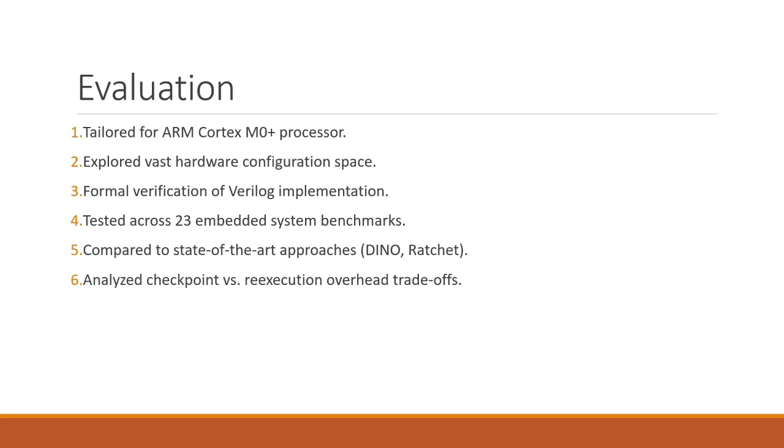Now, the evaluation process of Clank involved tailoring the system for the ARM Cortex M0 Plus low power microcontrollers and exploring over 1 million hardware configurations. Formal verification was conducted on the Verilog implementation, followed by testing across 23 embedded system benchmarks. Comparative analysis with approaches like Dino and Ratchet was also performed, alongside an examination of checkpoint versus re-execution overhead trade-offs.